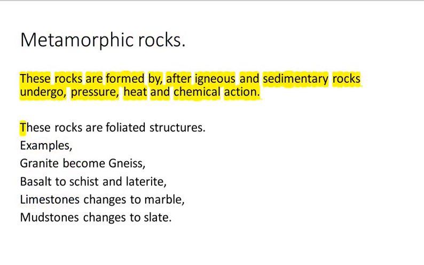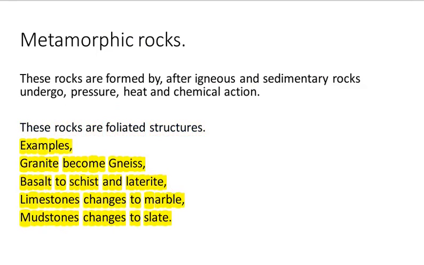Metamorphic rocks. These rocks are formed after igneous and sedimentary rocks undergo pressure, heat and chemical action. These rocks have foliated structures. Examples, granite becomes gneiss, basalt to schist and laterite, limestones change to marble, mudstones change to slate.